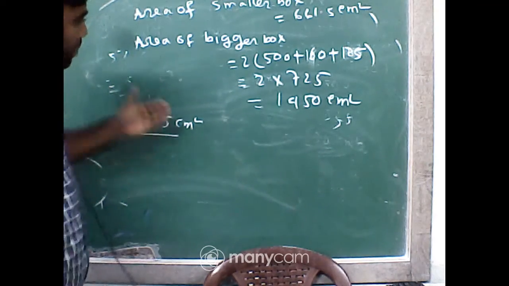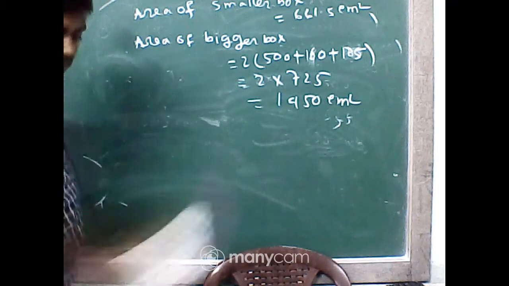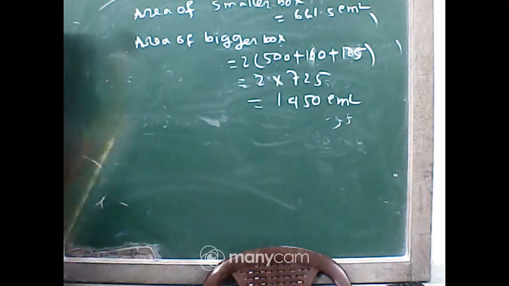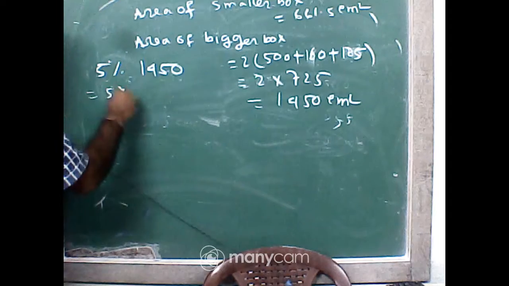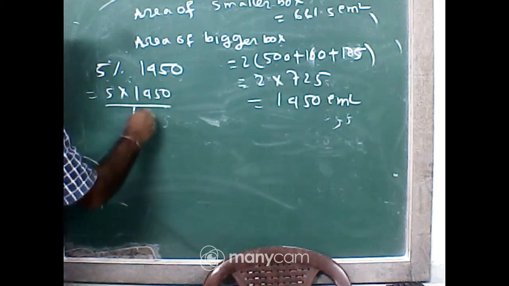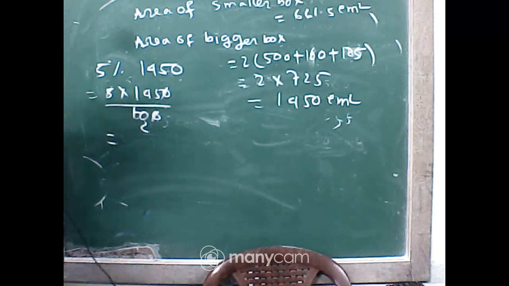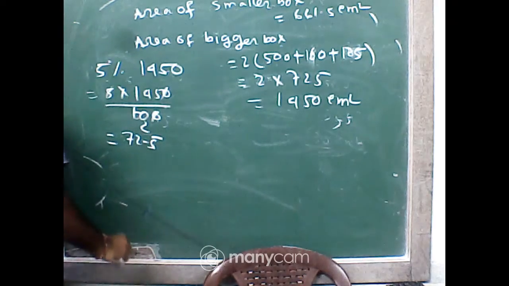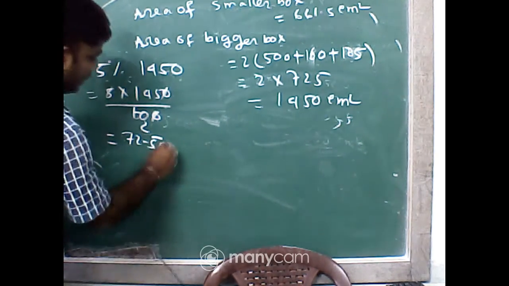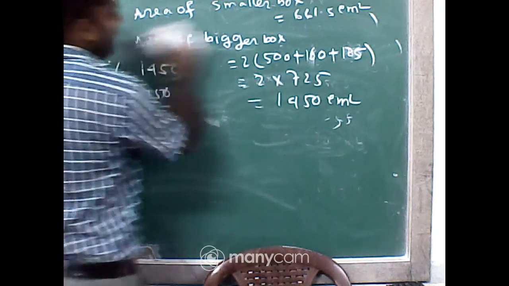Okay. Now again in this case also 5% extra. So for overlapping 5% extra, then 5% of 1450, that is 5 into 1450 by 100. So that is 72.5 centimeter square.